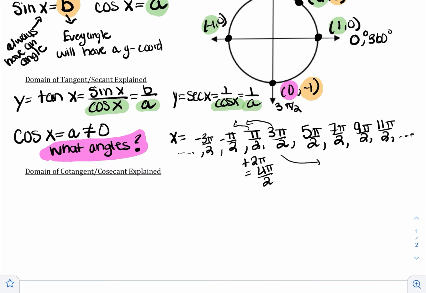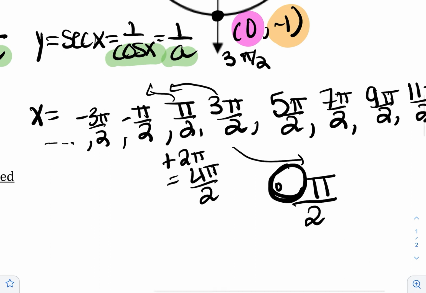So what we want to look at is the pattern of these angles. What do they all have? Well, for sure, they all have a denominator of 2. And at the top, they all have a pi. So what we want to look at is what's in the front of them. And what I notice is that in the front of all of them, negative 3, negative 1, 1, 3, 5, 7, 9, and 11, they're all odd numbers.